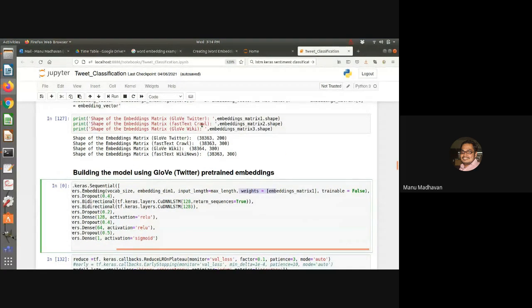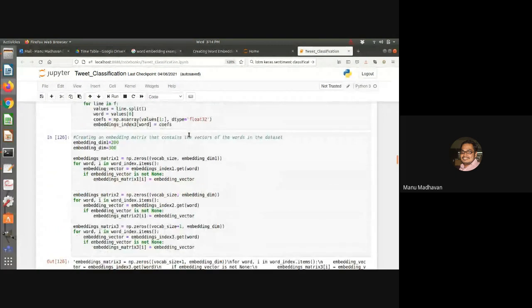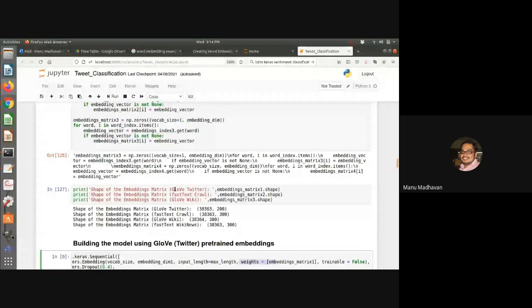Many embeddings are already available, so we can use any of them. You can use GloVe on Twitter, or FastText, or GloVe on Wikipedia. Each has its own numbers: this much vocabulary and this much dimension. What is the size of this data, how many words are there, and what is the dimension of each word? Around 38,000 words are there.